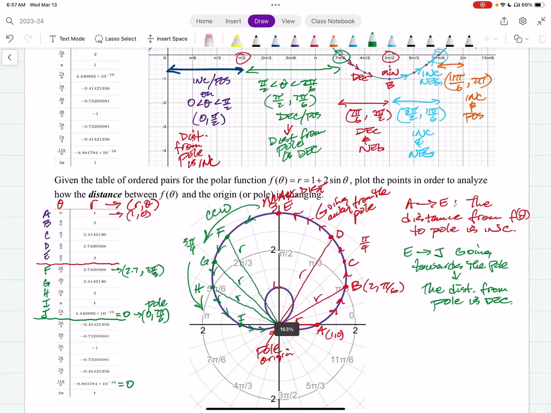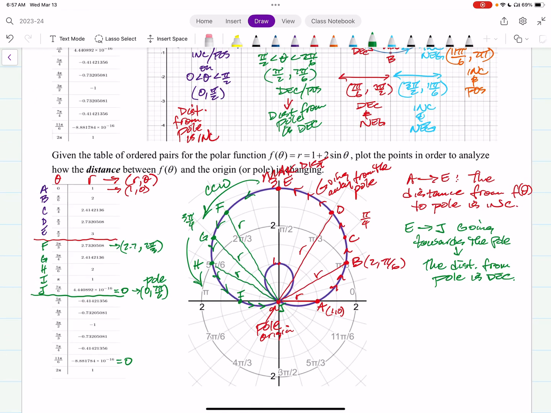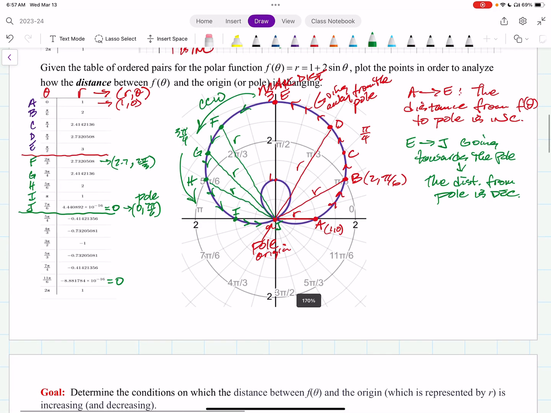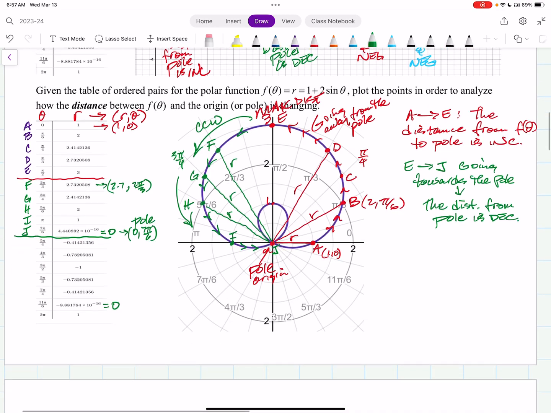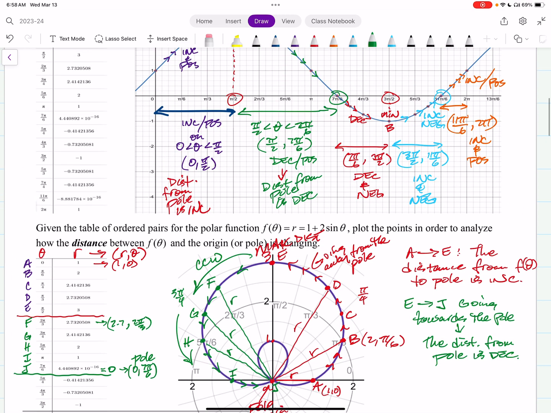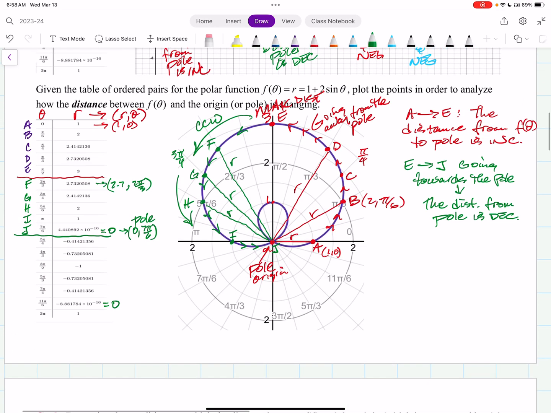That's the whole point of the exercise. Okay, so now we got to keep on analyzing, right? What's our next interval? The next interval is from 7 pi 6 to 3 halves pi. So what color is that? That's in red. Okay, so now I could use red.